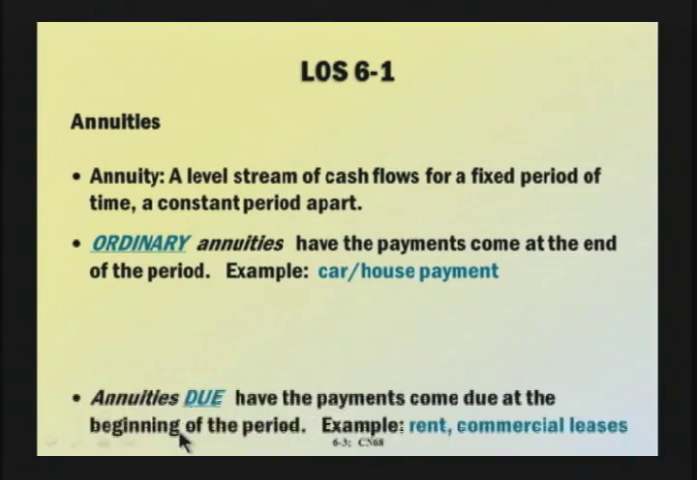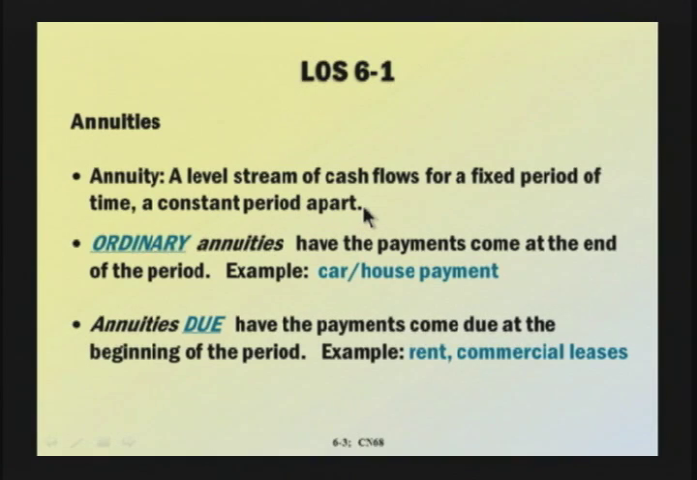Now let's talk about annuities. It takes three things to make an annuity: a level stream of cash flows, which means every cash flow is the same number of dollars. So a level cash flow stream for some fixed or finite period of time, meaning it has an end, and the payments are a constant period apart, such as a payment is made every year, every month, or every week, or something like that. So those three things make an annuity. Same amount of cash flow, fixed or finite period of time, a constant time period apart between all the payments.